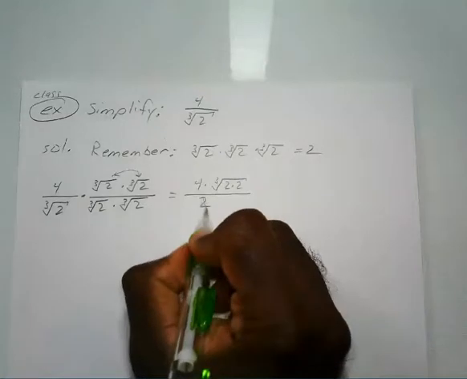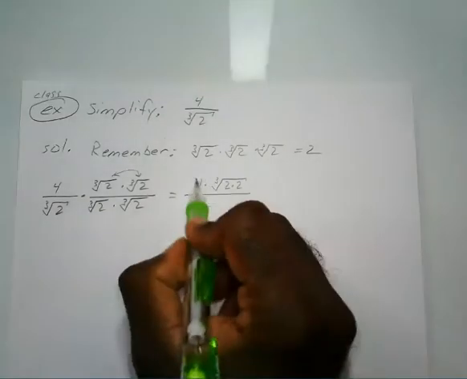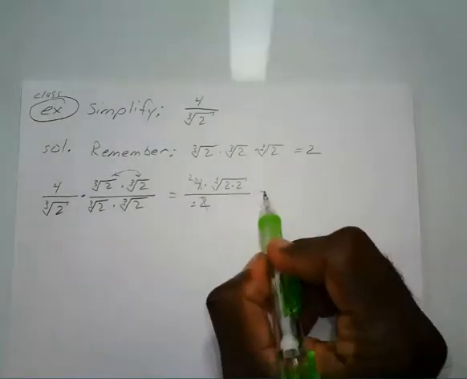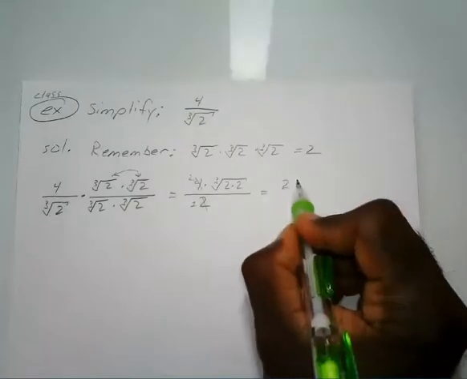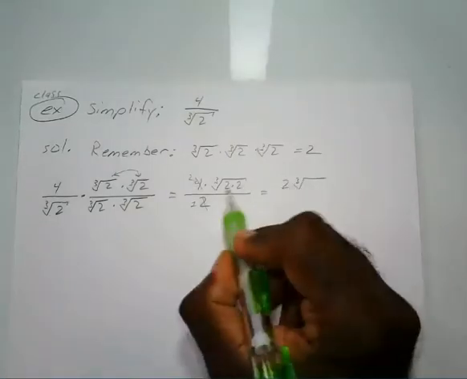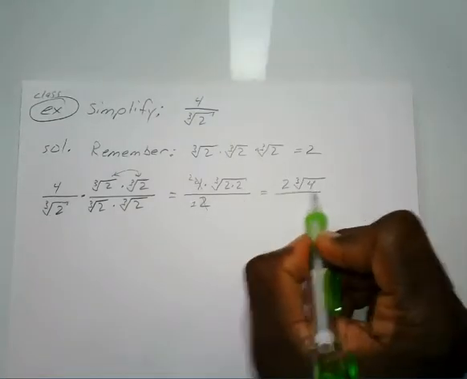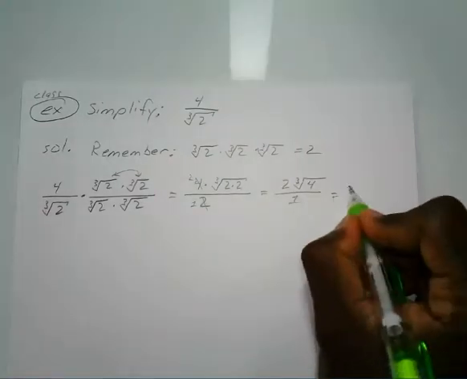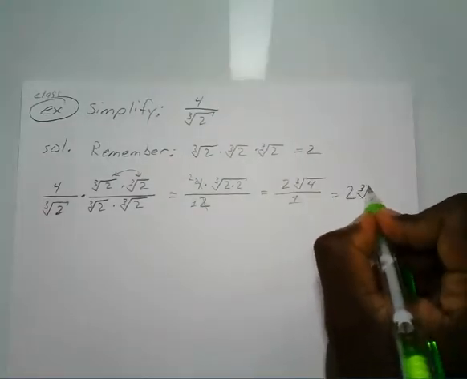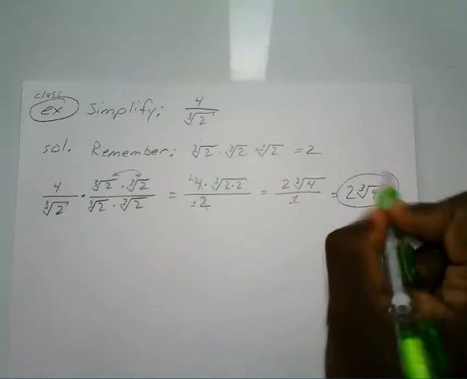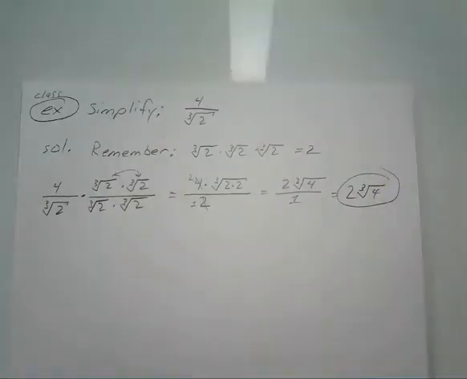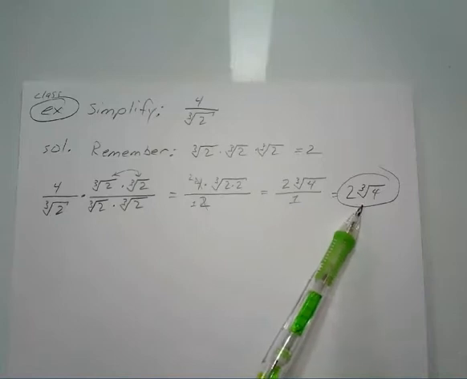So 2 goes into 2 one time. 2 goes into 4 twice. So we're left with 2 cube root of 2 times 2, which is 4, over 1, or just 2 cube root of 4. Okay, so remember, you can't simplify this one because you can't really think of a value that you can multiply to itself 3 times that will give you 4. So it stays cube root of 4.